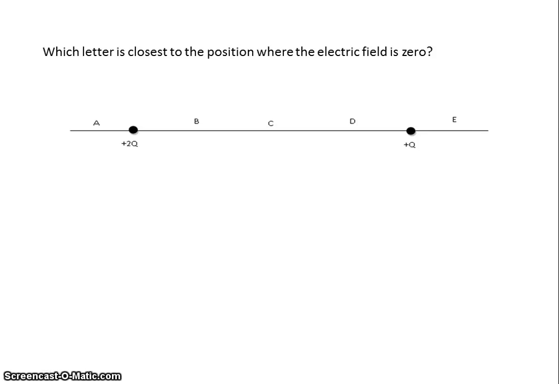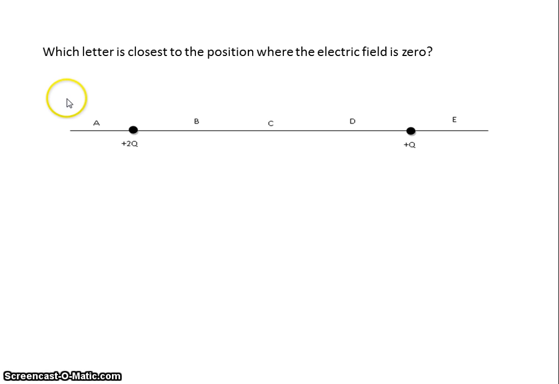Okay, for today, we were looking at a little bit of review for the retake tomorrow. And students were presented with this setup where we had a charge of 2Q and another charge of positive Q. And it says which letter is closest to the position where the electric field is 0. And I gave students a few minutes to think about this.